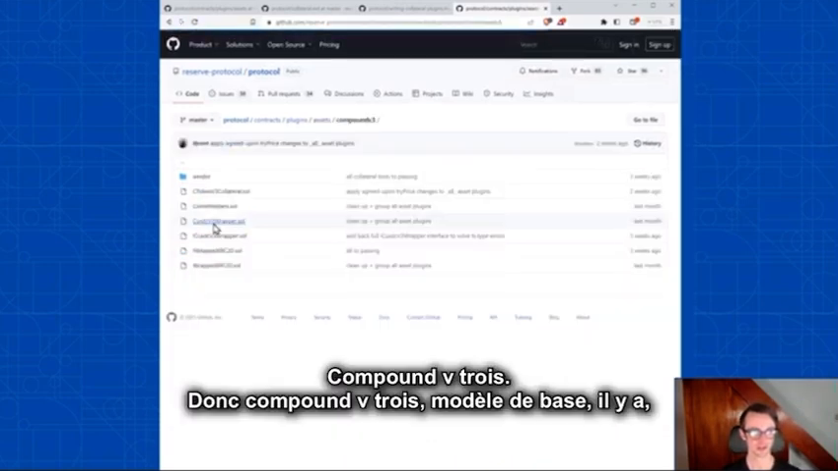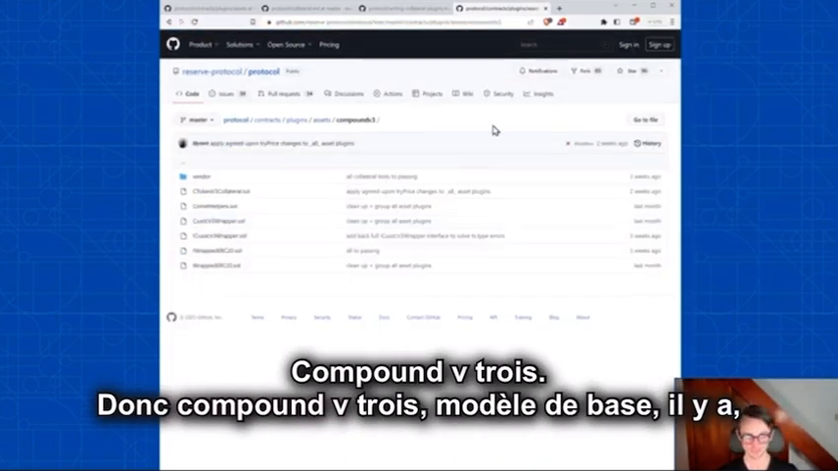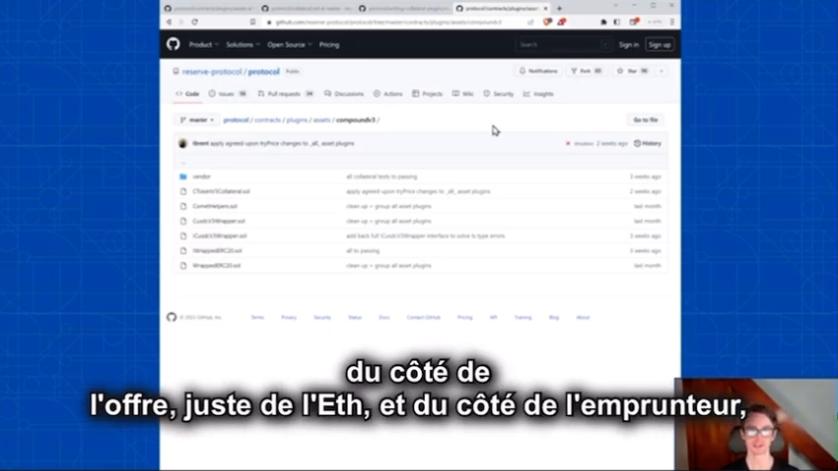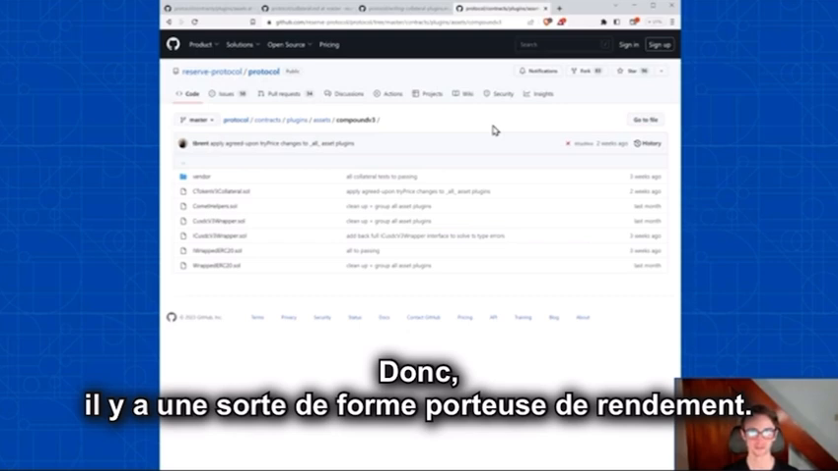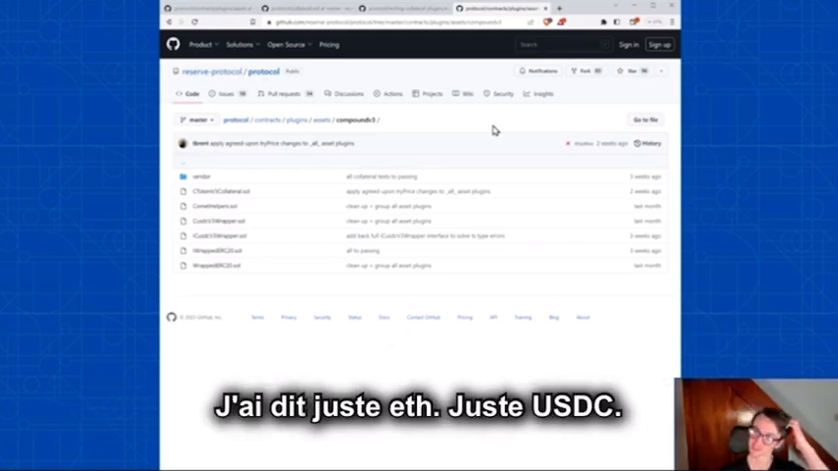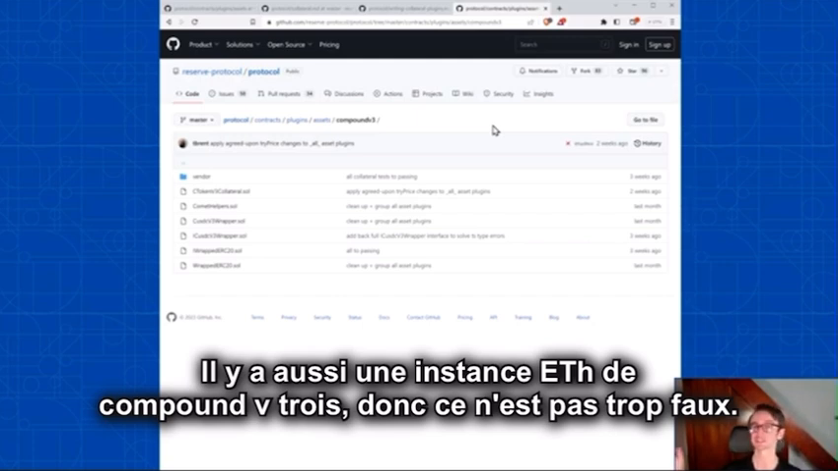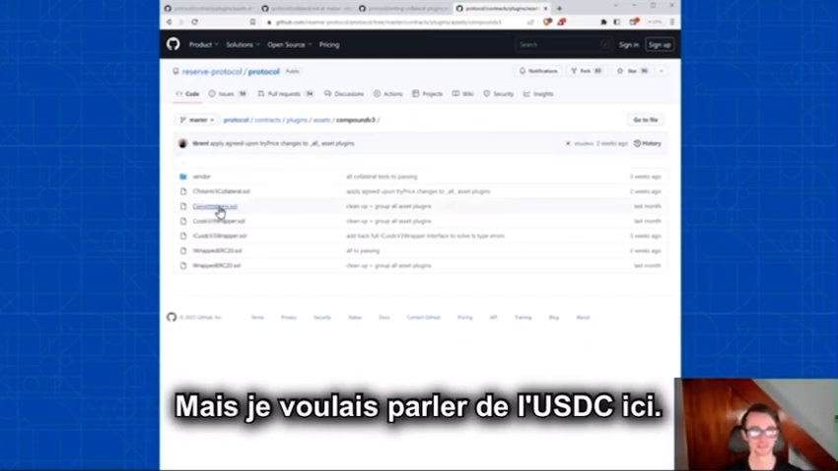So a harder case: Compound v3. Compound v3, basic model. On the supply side, there's just ETH. And on the borrow side, there's a whole bunch of tokens. So there's some sort of yield-bearing form. I said just ETH. Ooh, just USDC. There's also an ETH instance of Compound v3. So that's not too wrong, but I meant to talk about USDC here.